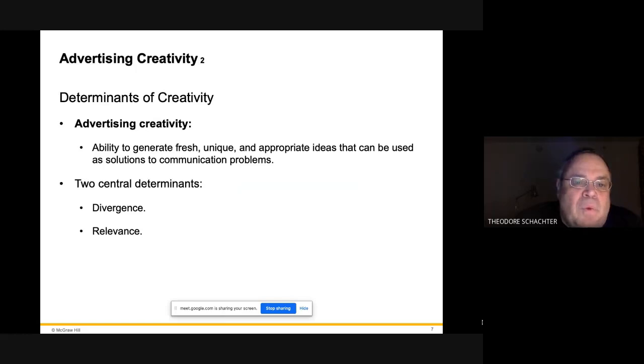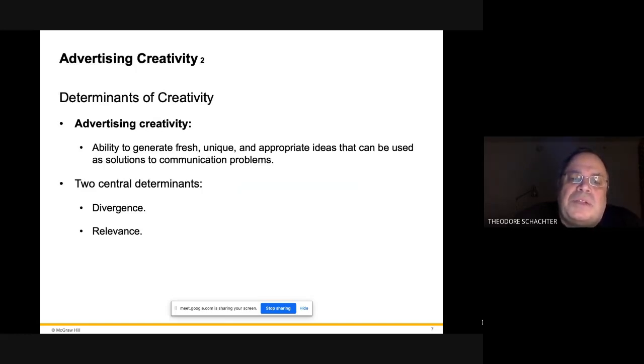Now, what determines creativity? Creativity has to be fresh and unique. Not many things are fresh and unique. They're usually built on or recreations of other things. A lot of things are what I like to call sequels. Die Hard 1, Die Hard 2, Die Hard 3, or any other movie that you know has sequels. But the important thing is, are the ideas appropriate?